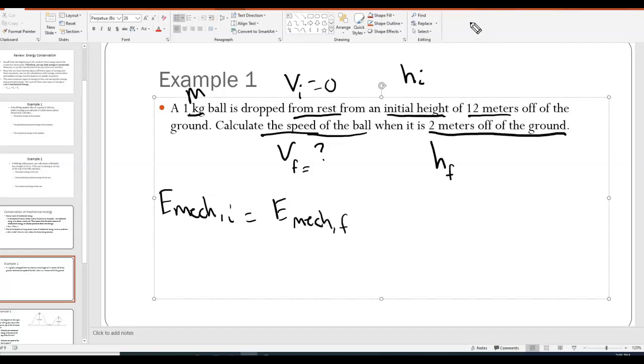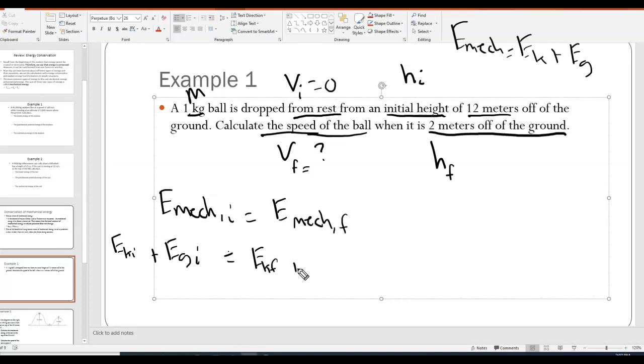But what I'm going to do, because mechanical energy, remember how you calculate mechanical energy, that's just kinetic plus potential energy. Because E mech is kinetic plus potential, I'm actually going to expand out both sides of this equation. In other words, instead of E mech I, I'm going to write that as EKI plus EGI. And instead of E mech F, I'm going to write EKF plus EGF. I'm just plugging into this equation the original equation for mechanical energy.